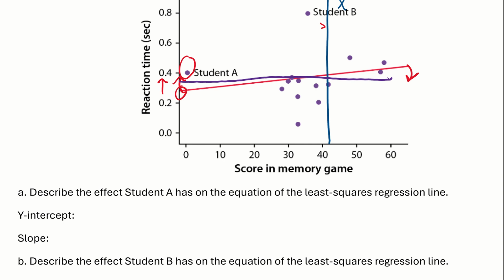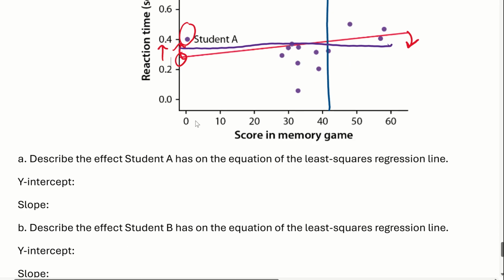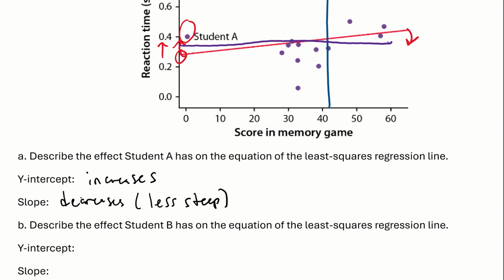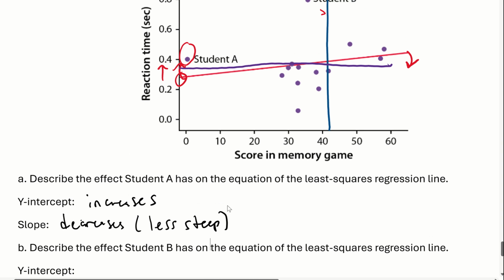So that means that student A is going to increase the y-intercept. And it's going to make the line flatter, right? So it's going to decrease the slope. In other words, less steep. Okay. Now, so that's for student A.